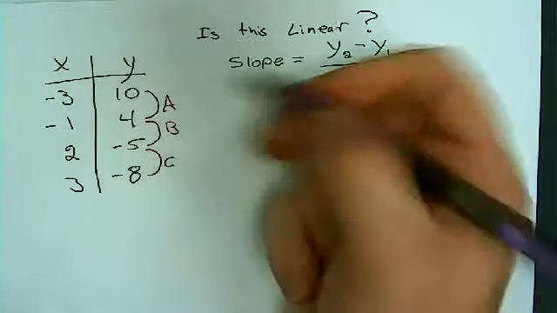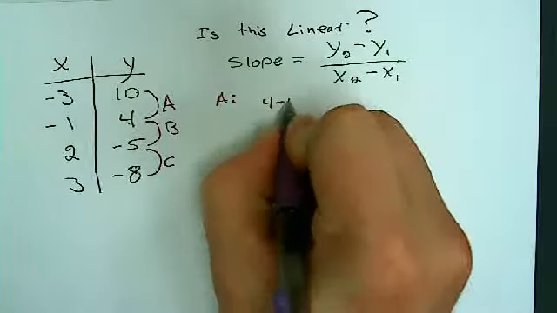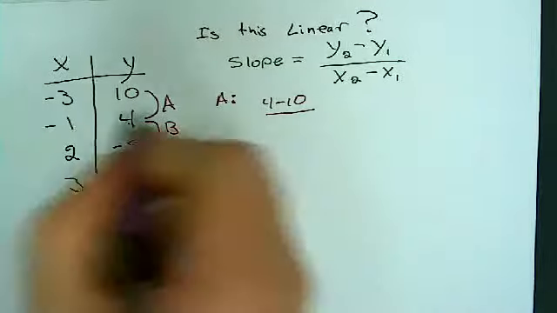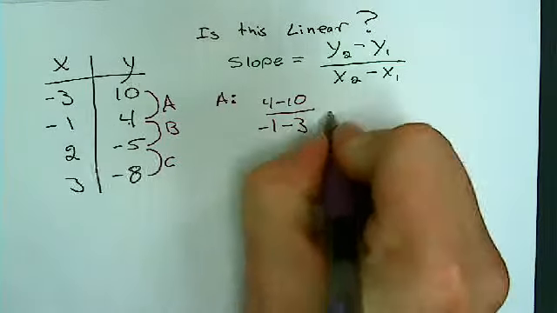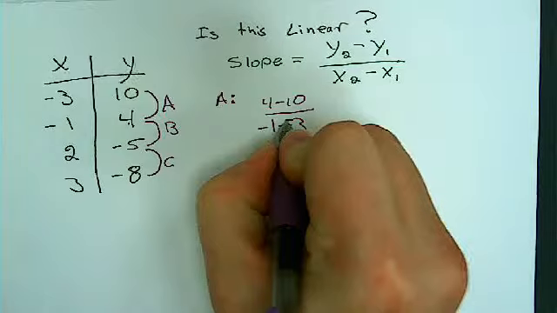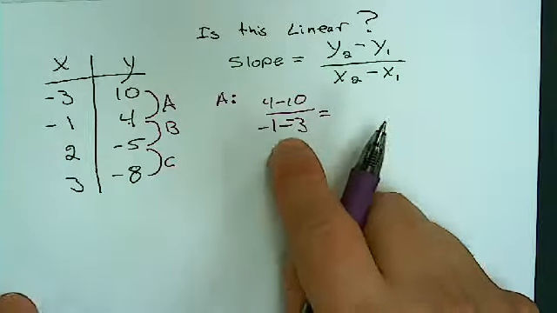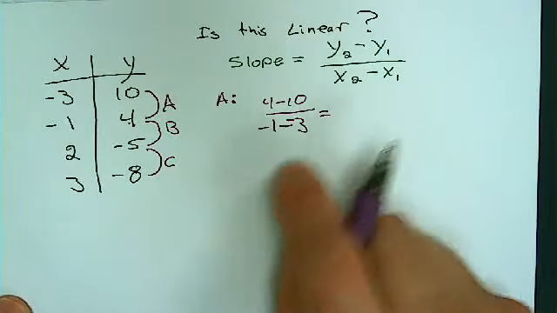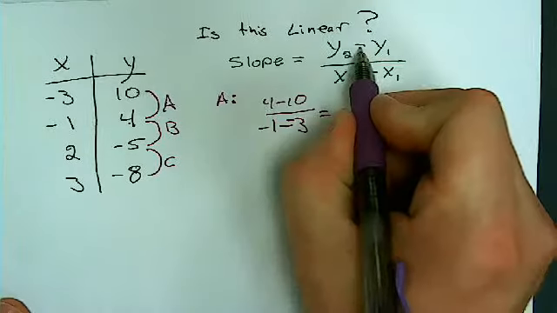So let's pair A, 4 minus 10, divided by -1 minus -3. Now signs are going to be a big problem with these, with slope. You got to be very careful, because whenever I do minus and negative, what am I really doing? Subtraction.